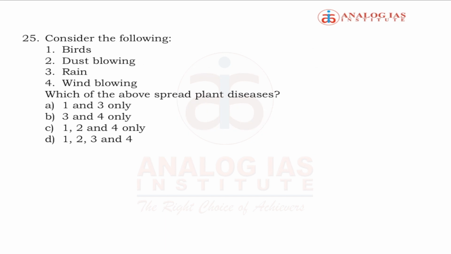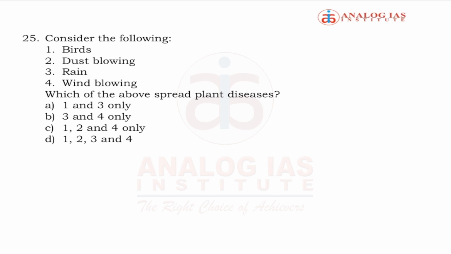So consider the following. We have 1, birds, 2, dust blowing, 3, rain, 4, wind blowing. Which of the above spread plant diseases? Well, as far as plant diseases are concerned, the causative agent in general is called a pathogen, which can be carried by birds, through dust, through rain, through wind. So please remember, microorganisms can be airborne, can be waterborne, can be carried by vectors.